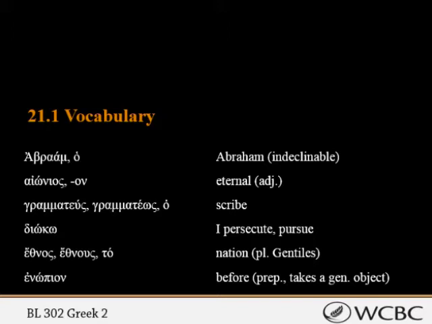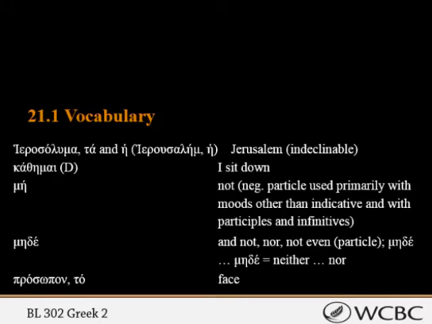Dioko means I persecute or I pursue. Ethnos or ethne, ethnos would be nation, singular. Ethne would be plural, and we could also translate that as the Gentiles. Enopion would be before. This takes a genitive as the object. Jerusalem would be Jerusalem. It's again indeclinable, so we only see that one form. Kathemai would be I sit down. It's a deponent verb, and notice how we have an eta as the first letter of the ending, or the theme vowel, compared with what we normally have as the omicron.